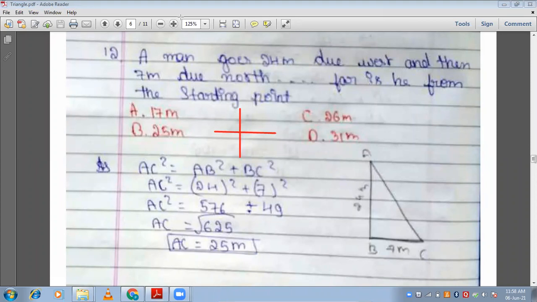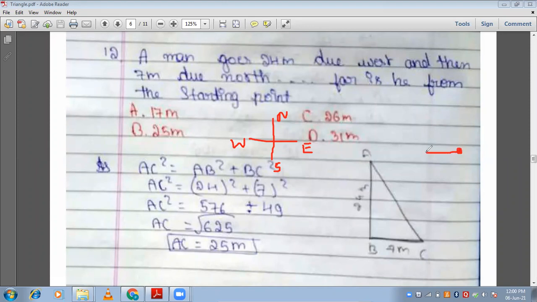So here, north, south, east, west. This one is the north side, north, south, west, east. Here, a man goes 24 meter due west side. So this is the starting point.